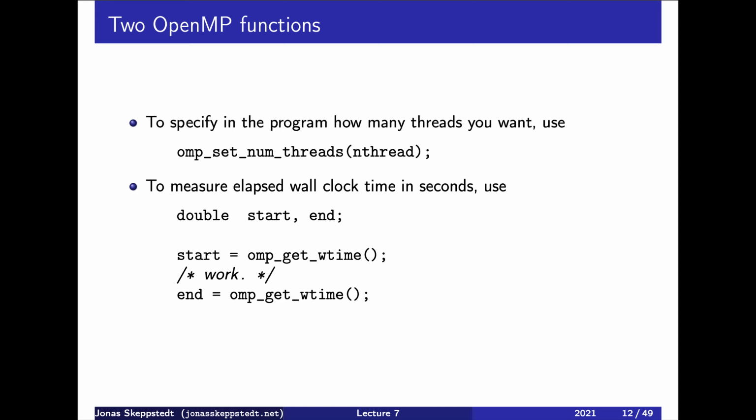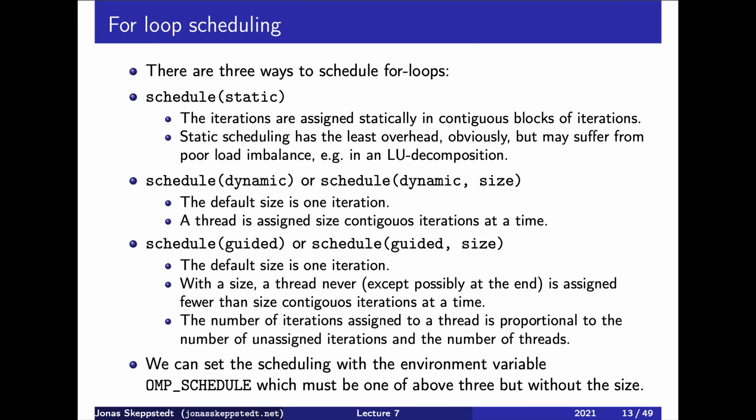Useful OpenMP functions are for setting the number of threads, for instance from a command line argument, and to measure the execution time. So we print the difference between these. We can specify the scheduling, meaning how the iterations in a for loop should be distributed to different threads. Static scheduling gives approximately the same number of iterations to each thread.